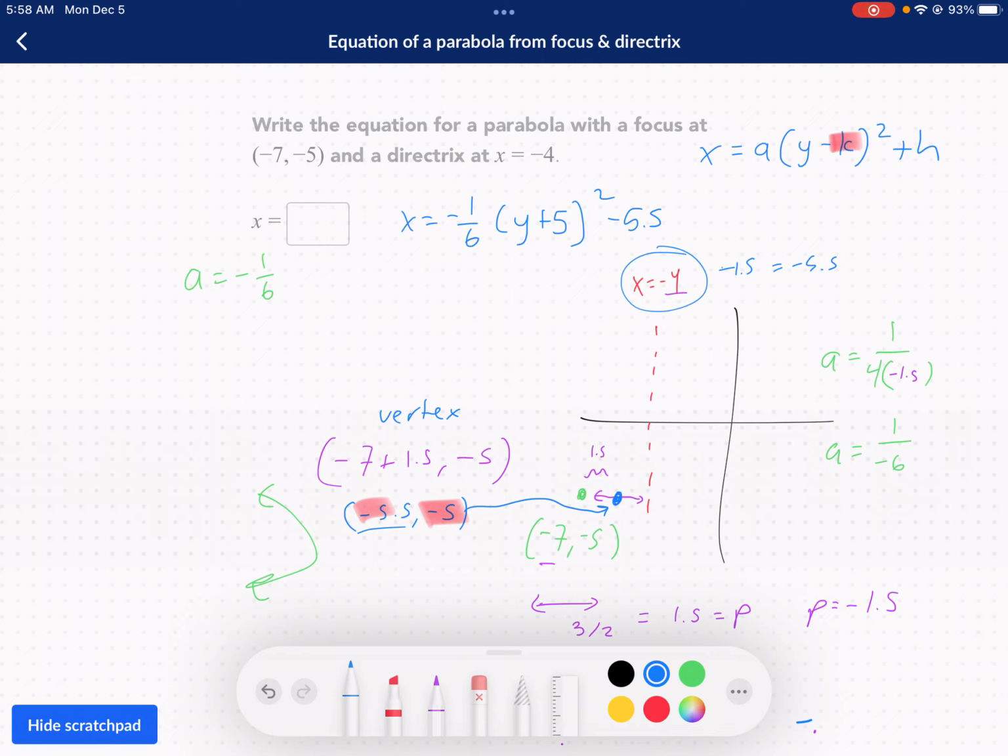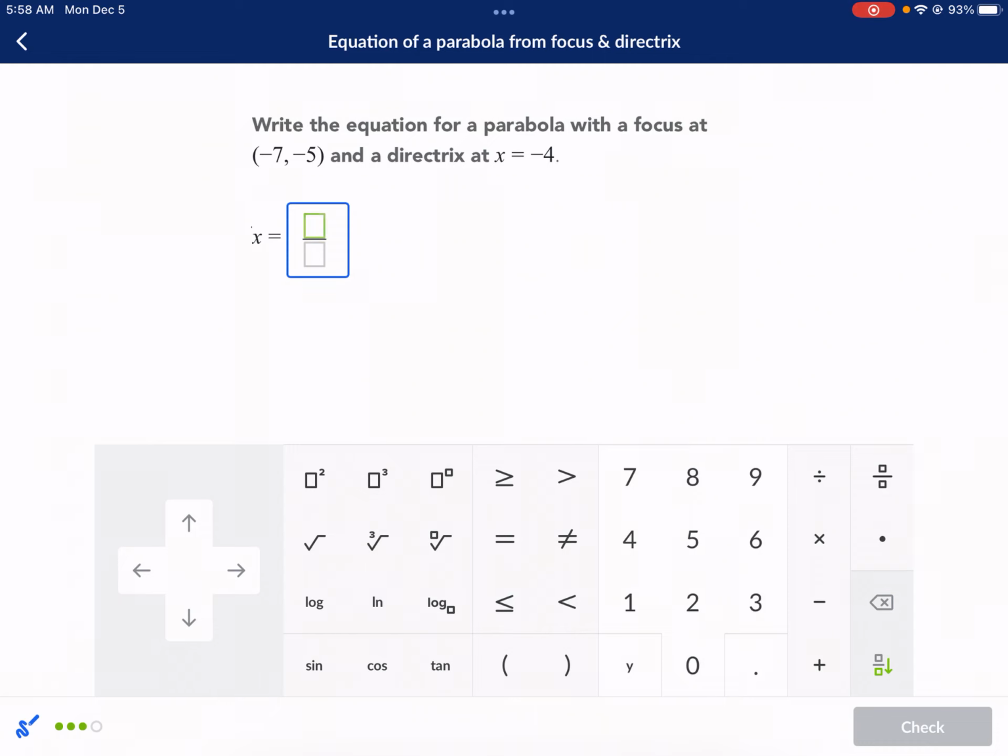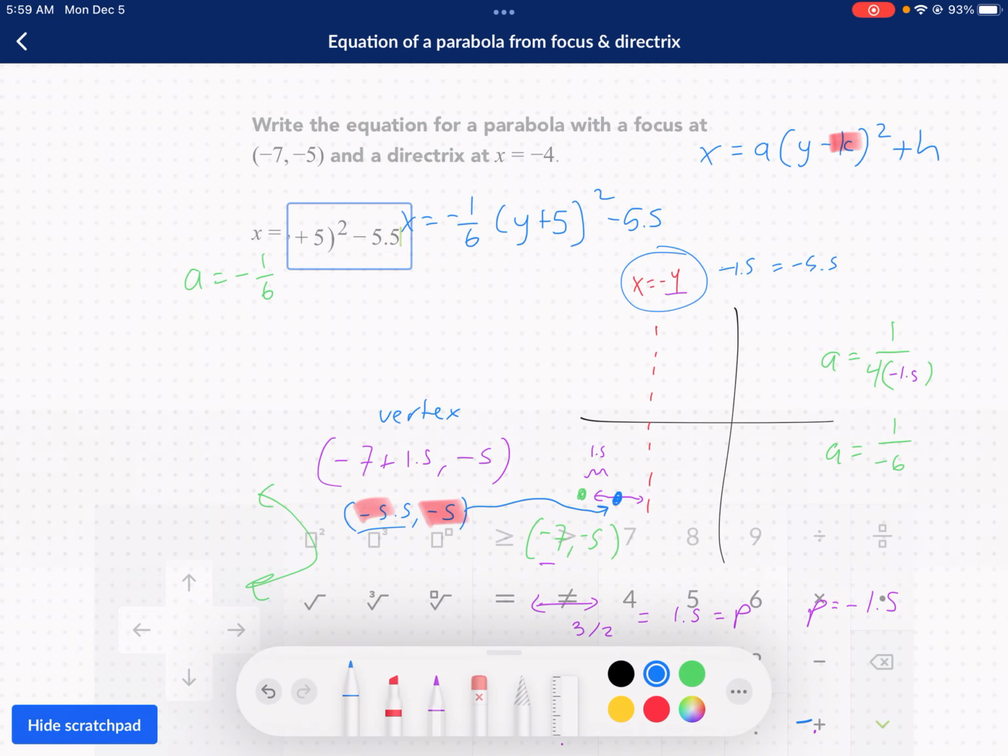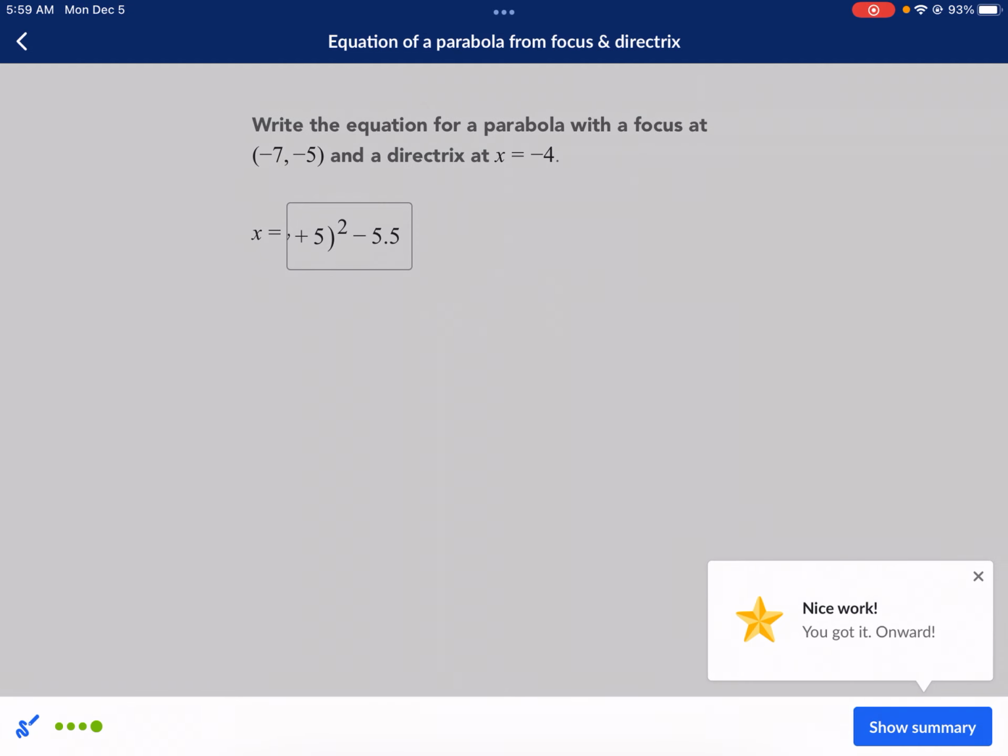So that's my equation. I just need to type it in. I'm definitely going to have to reference it because it's kind of complicated to remember. So I need a negative out in front. Almost forgot that. Negative 1 over 6, then I have my parentheses, y plus 5, squared, and then minus 5.5. I need to double check that just in case. Always better to be safe than sorry. And I think I got it. Let's check it. And we're good.